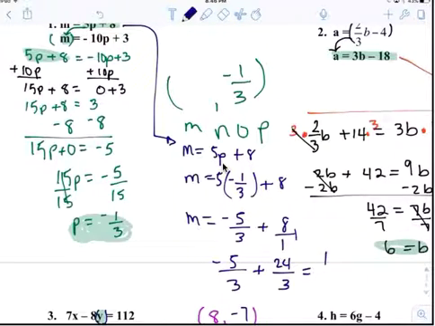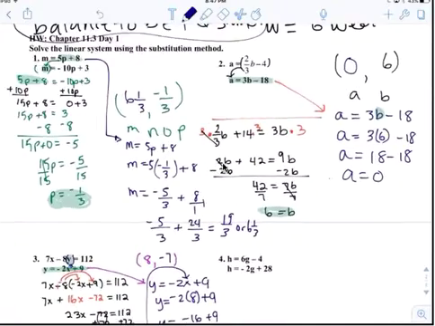So you get 19/3, or 6 1/3. So 6 1/3 is M. Okay? Or 19/3. That's how we find that ordered pair.